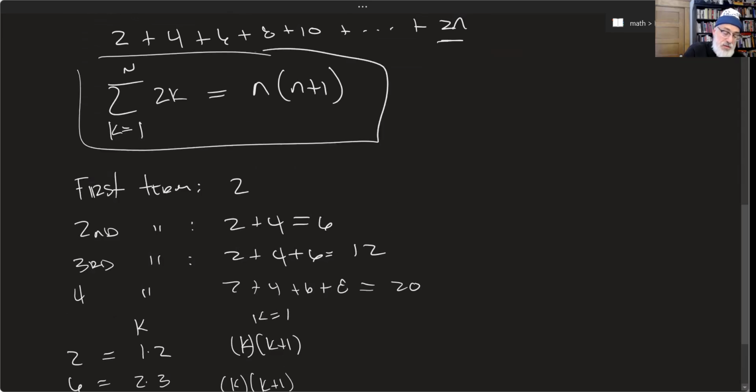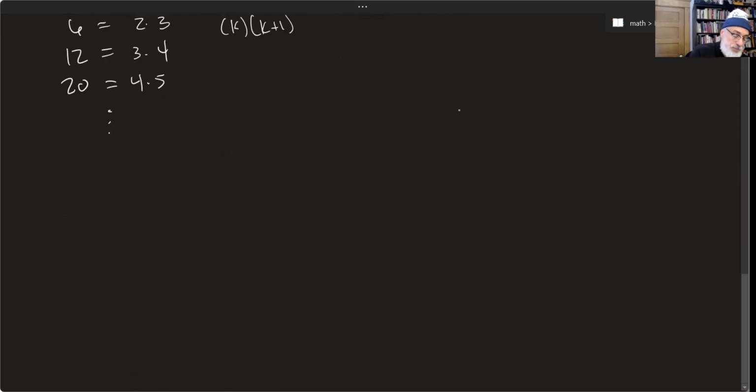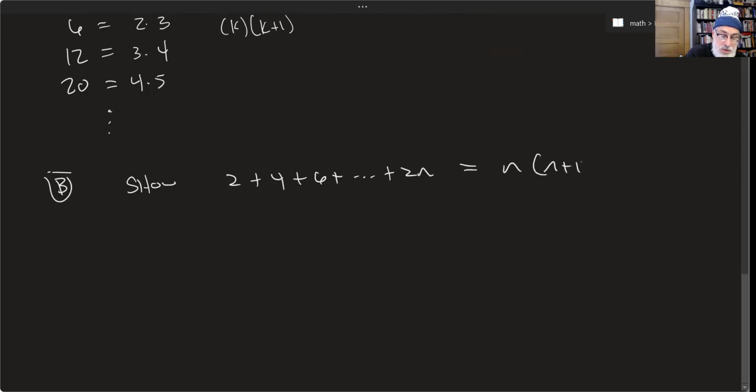Let's circle that. This is possibly true, but now we're going to prove it by induction. So the induction proof, this is part B, is we want to show that 2 plus 4 plus 6 plus ... plus 2n is equal to n times n plus 1. So let's start with the base case. The base case we could think of as the first term. Remember, this is n greater than or equal to 1. So here n is 1, or the first term is 2.